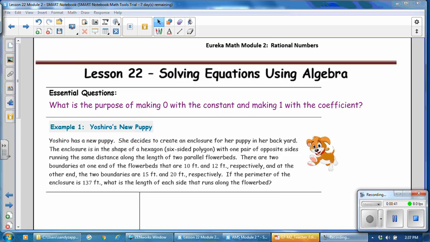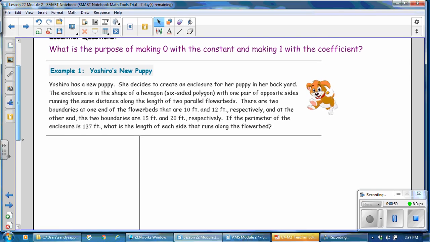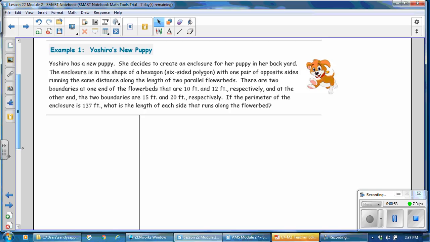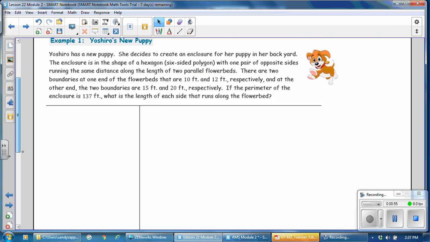Copy the essential question. What is the purpose of making 0 with a constant and making 1 with the coefficient? In example 1, Yoshiro has a new puppy. She decides to create an enclosure for her puppy in the backyard. The enclosure is in the shape of a hexagon. So let's highlight important information as we go through the problem.